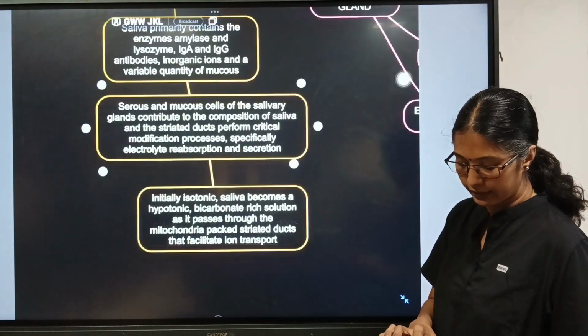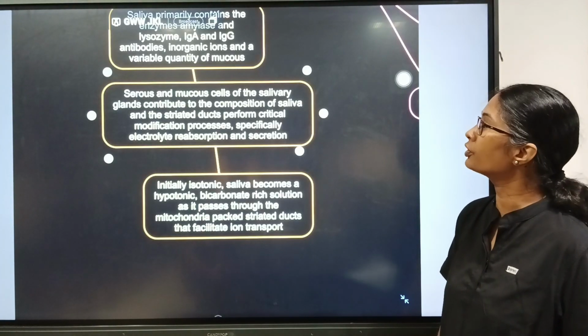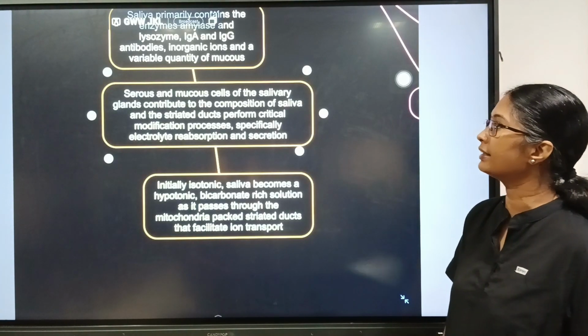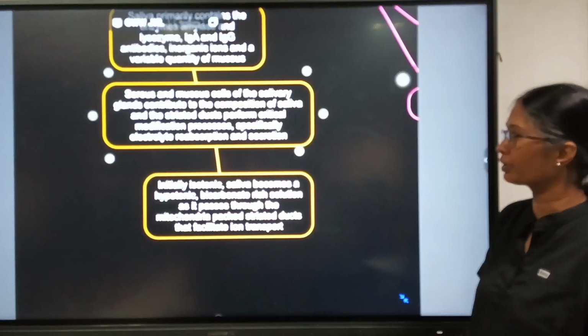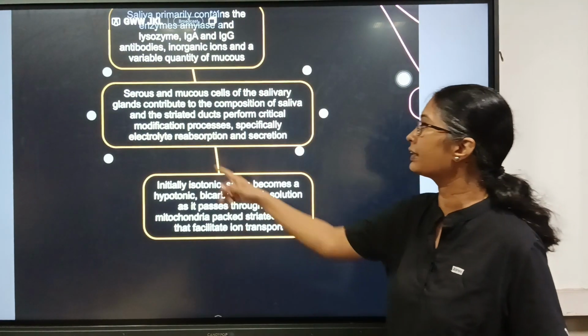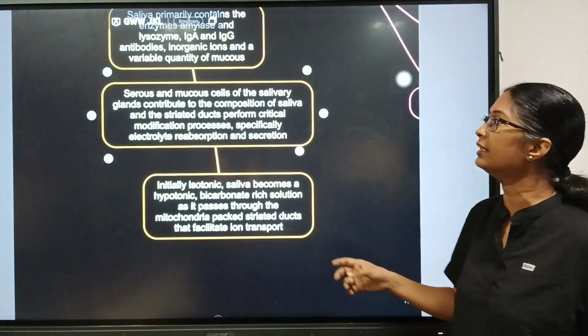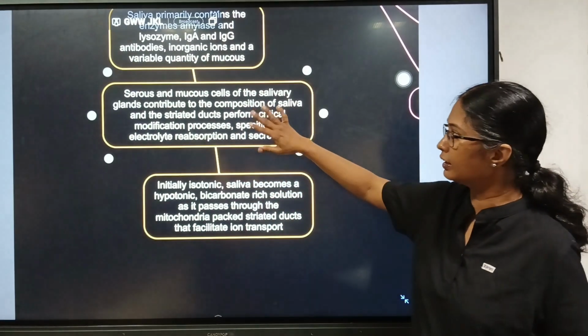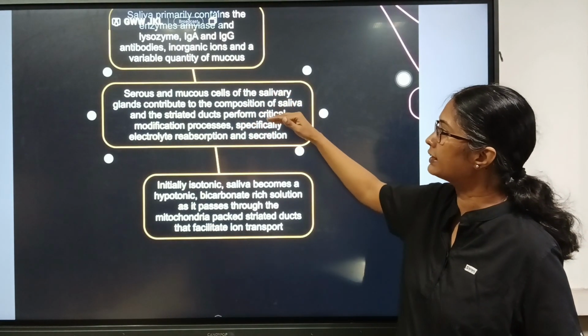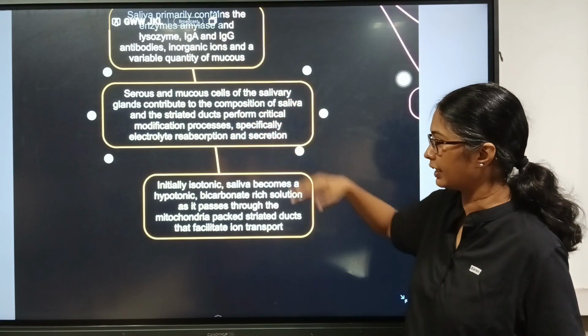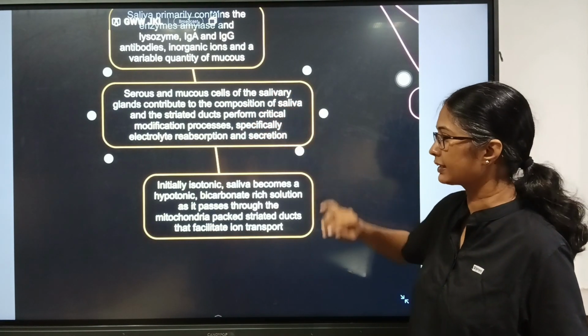The serous and mucus cells of the salivary glands contribute to the composition of saliva, and the striated ducts perform critical modification processes, specifically electrolyte reabsorption and secretion, which we will see in the next seminars. So, what are all the cells which play an important role in the salivary glands? That is the acinar cells and the ductal cells.